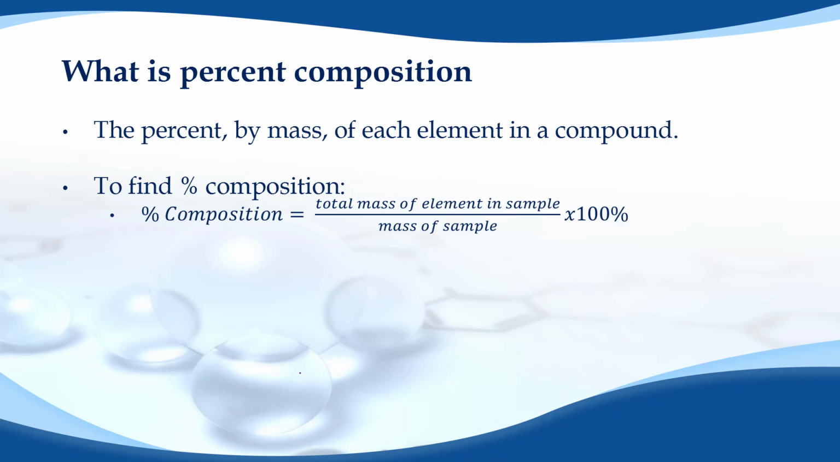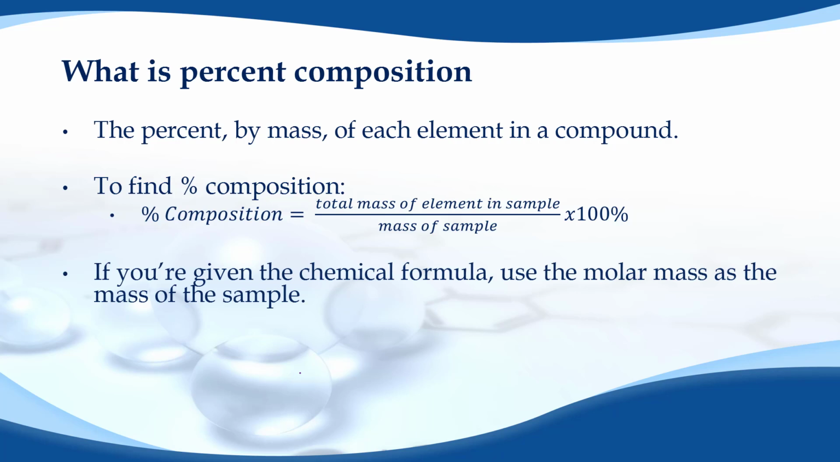Now, sometimes I won't give you masses like that. I'll give you just the chemical formula and ask you what the percent composition is for that. In this case, the molar mass is going to serve as the mass of your sample, and the mass of the element will be just the portion of it that you added up for that one element, right? So if I were doing water, I would take the mass of 2 hydrogens and divide that by the molar mass of water.